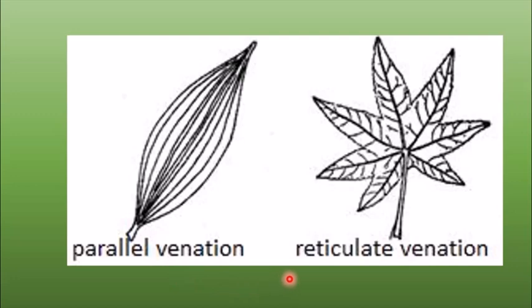Next we have reticulate venation, where one midvein is present. From that midvein, small tiny net-like structures of veins are present. You can find small nerve-like structures. So this is called reticulate venation. According to the venation pattern, if it is parallel, the leaf has parallel venation, and if it is reticulate, the leaf has reticulate venation.